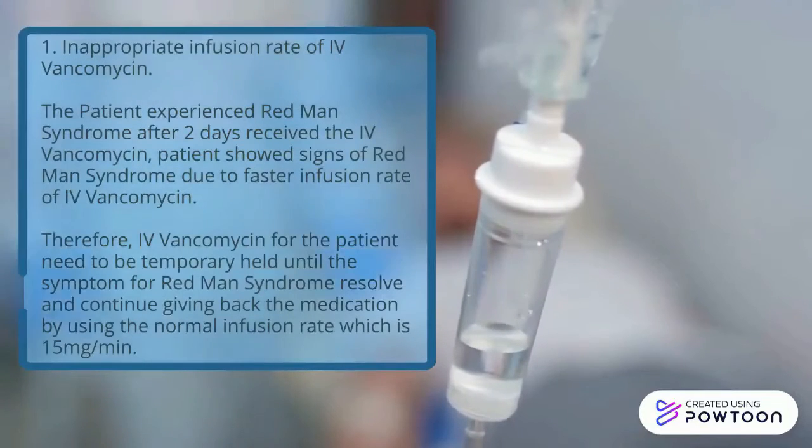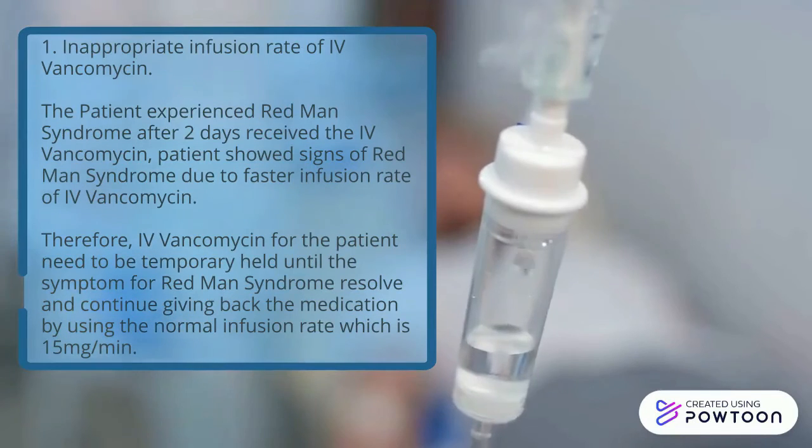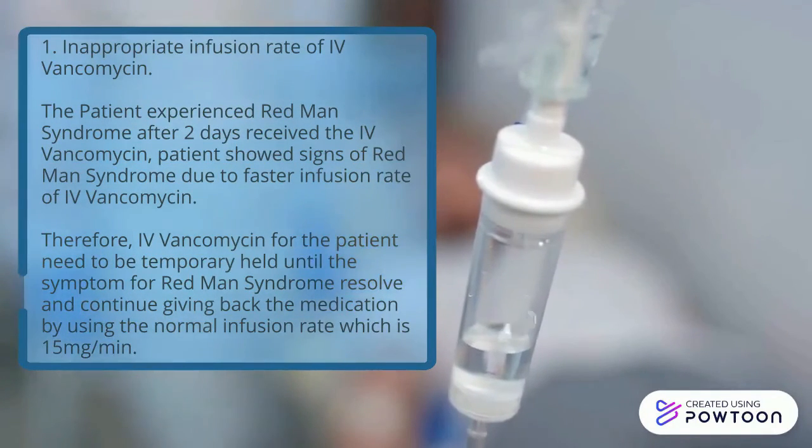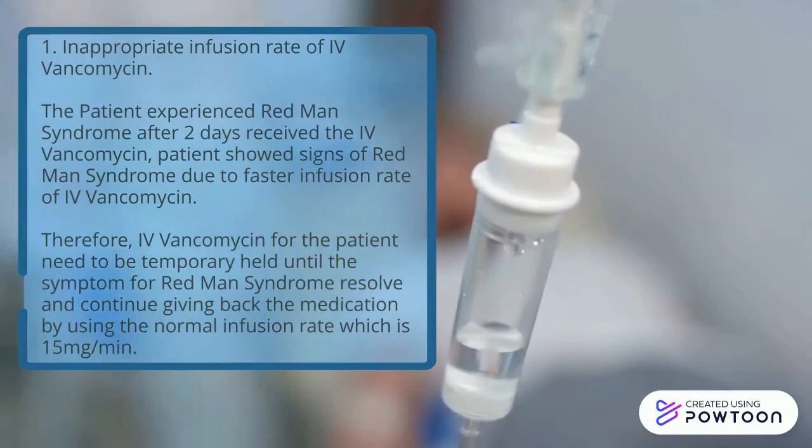Unlike day 1, our patient was experiencing a drug-related problem on day 2. Firstly is the inappropriate infusion rate of IV vancomycin. We know that he experienced red man syndrome after 2 days of receiving the IV vancomycin, showing signs of the side effects of red man syndrome such as rashes and fever. Therefore, IV vancomycin for the patient needs to be temporarily held until the symptoms of red man syndrome resolve, and then the medication continued using the normal infusion rate, which is 15 mg per minute.